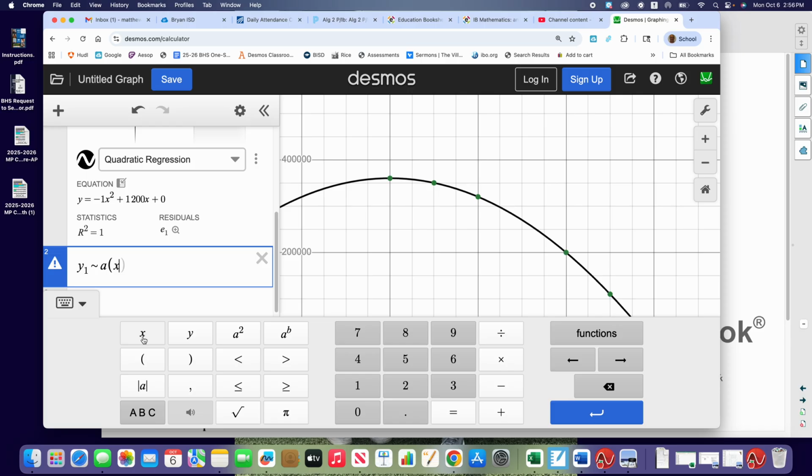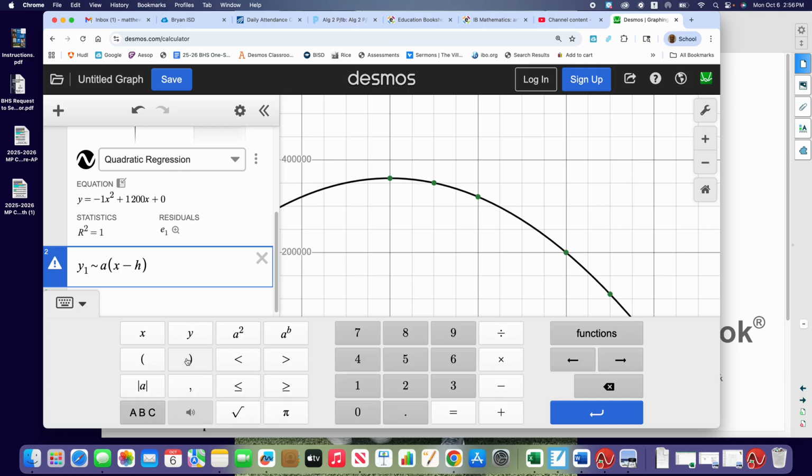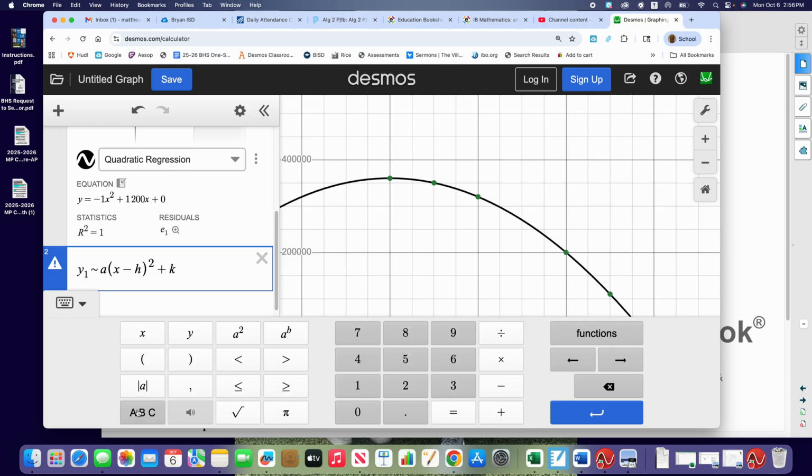X minus, I'm going to put an H. I'm going to close my parenthesis. I'm going to square it. And then I'm going to go plus K. All right? Now, I pushed this button right here to get the square on it.